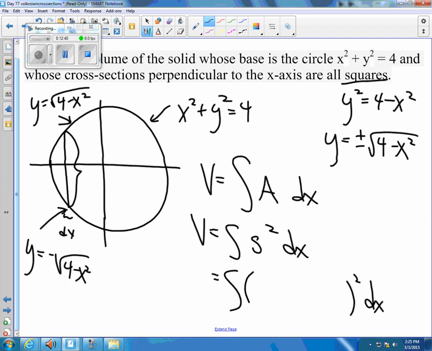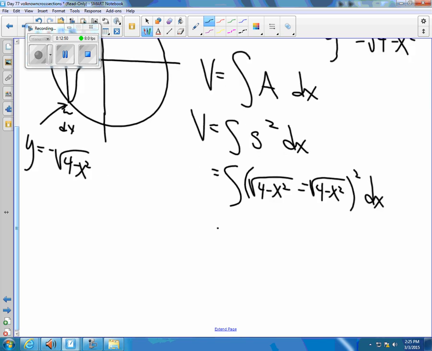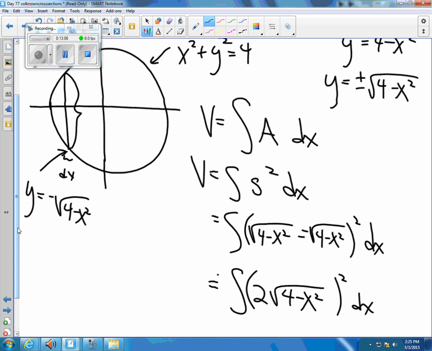So we're going to get the volume by squaring the length of the side. The length of the side is equal to the square root of 4 minus x squared minus the negative square root of 4 minus x squared, which is simply going to be 2 square roots of 4 minus x squared. Now we still have to square that, and we still have to get our limits of integration. So in this problem, we're going to add up all these slices.